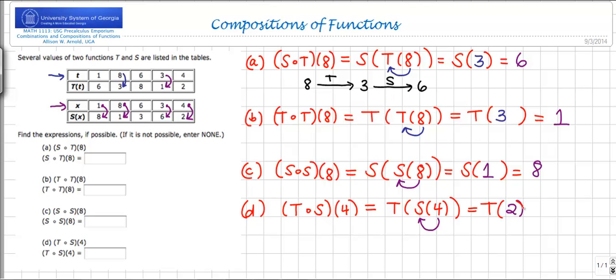So we go to the t table and we try to find the input of 2, and as we scan across the entire input row, we see that lowercase t is never 2, so the appropriate answer here is undefined. We can't do it. We don't have a value assigned to 2 in the capital T chart. And notice that your instructions say if something's not possible, then we would type in none. So for this last one, it's none. And then the other answers are the values that we found previously.